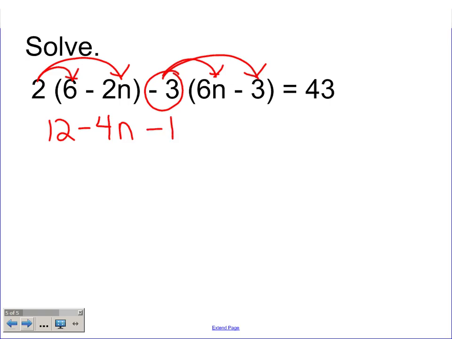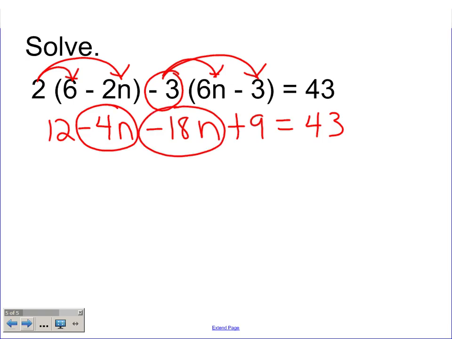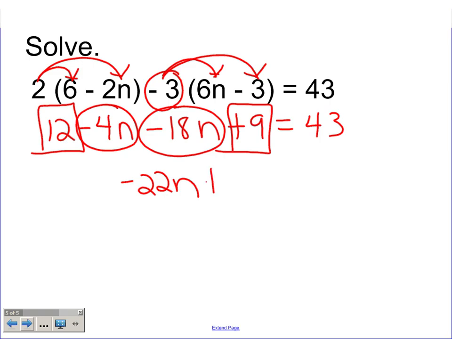That's going to give me a -18n, and a negative times a negative is a +9, which is equal to 43. From there, then you're going to combine terms that are alike, -4n, -18n. The constants 12 and 9. A constant, of course, is a number that does not have a variable. So I've got a -4n and a -18n. That's going to be a -22n. And then I've got 12 plus 9, which is 21.